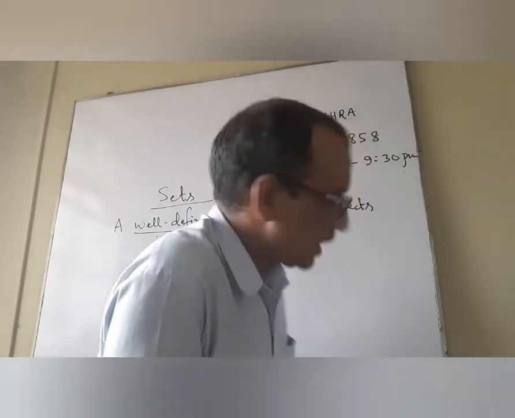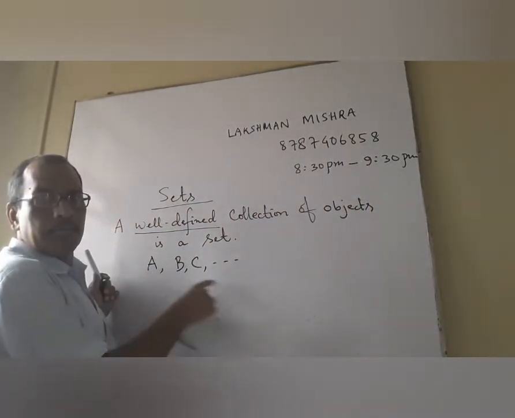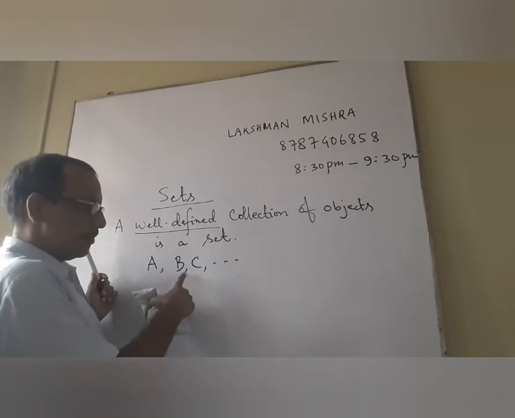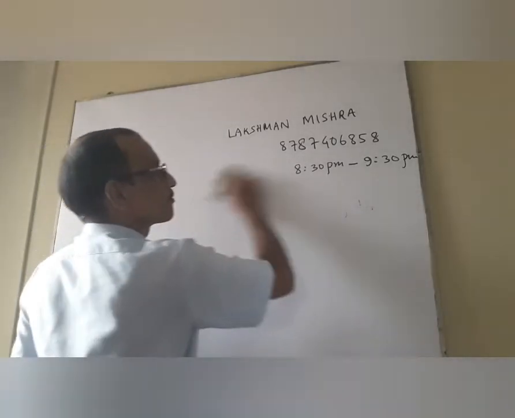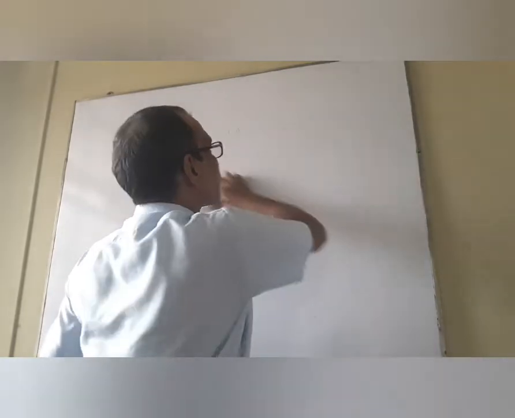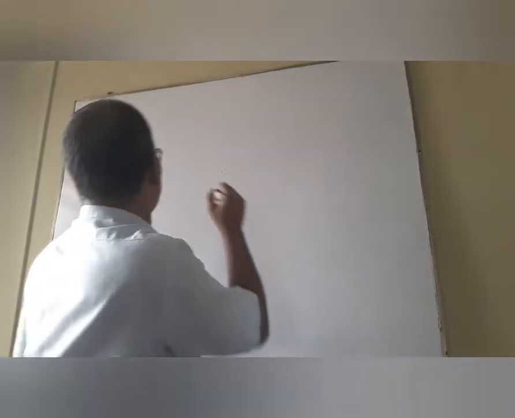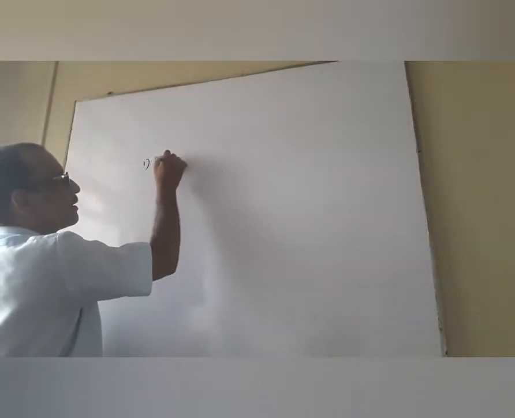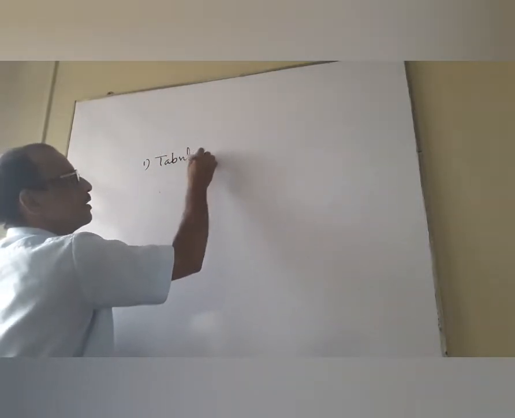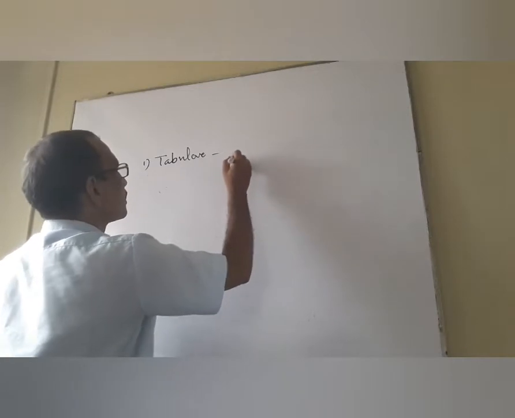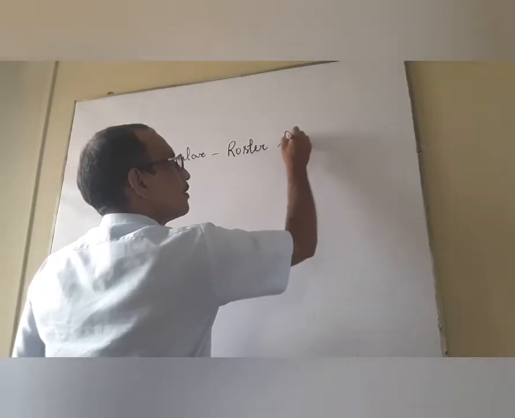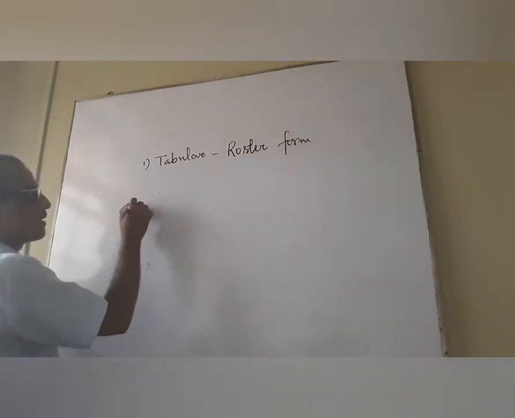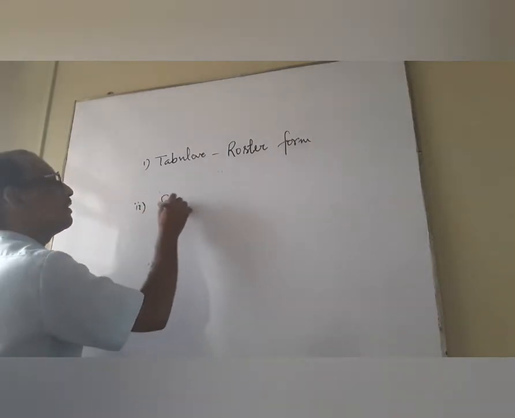Sets are generally written by capital letters: capital A, capital B, capital C. There are two methods for writing a set. The first method is known as tabular or roster form, and the second method is set builder form.